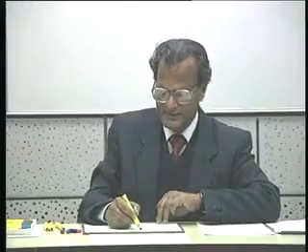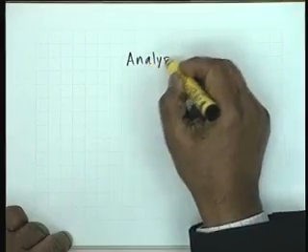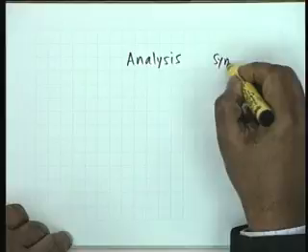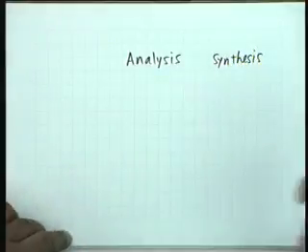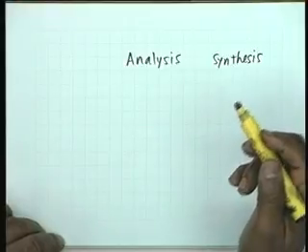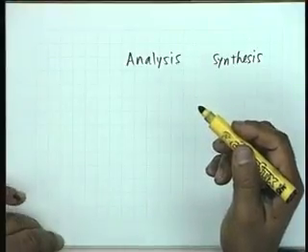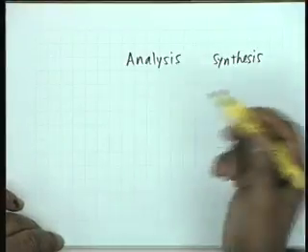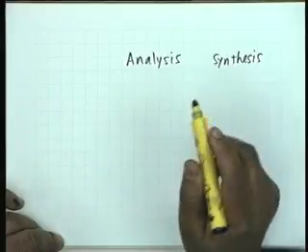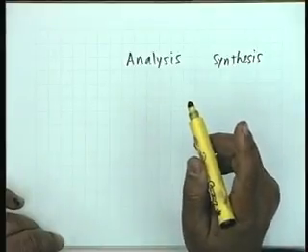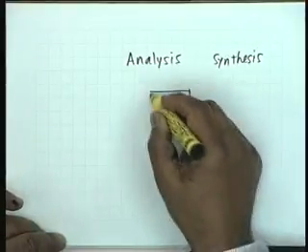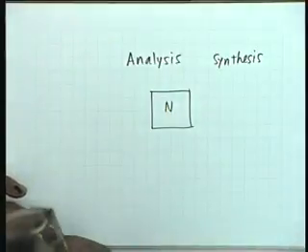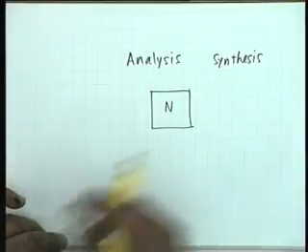Analysis of circuits and synthesis both have to do with three components. That is, in order that a circuit, now I shall use the word circuit and network interchangeably, you should understand what I mean from the context. Okay, let us say we have a network, we represent it by a black box.